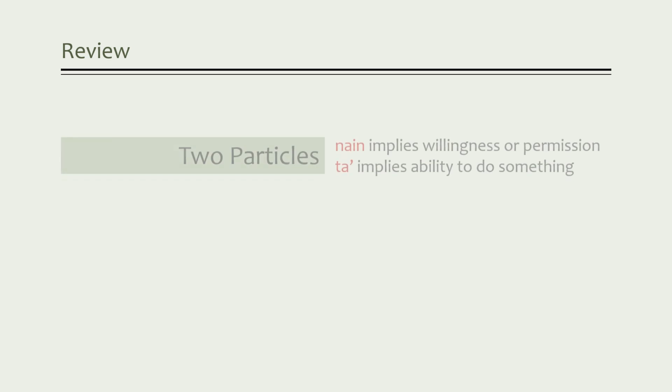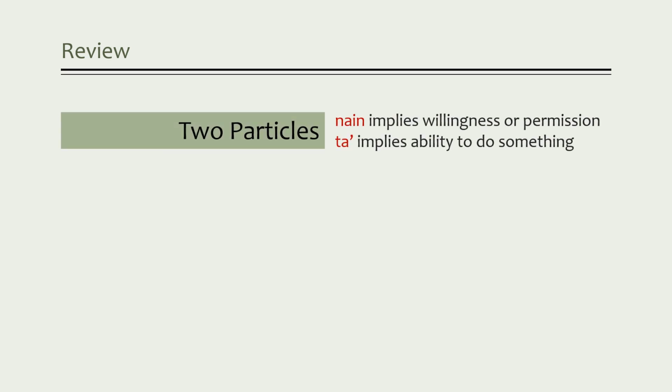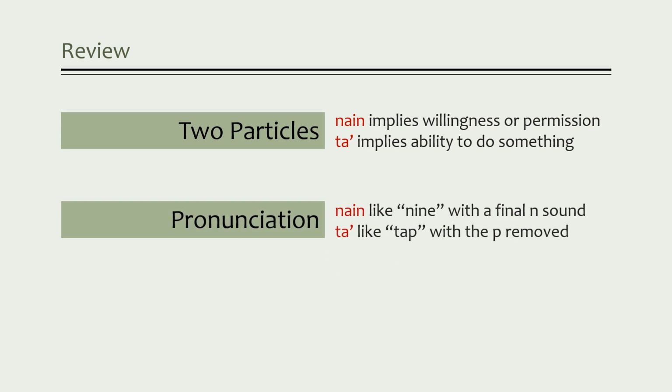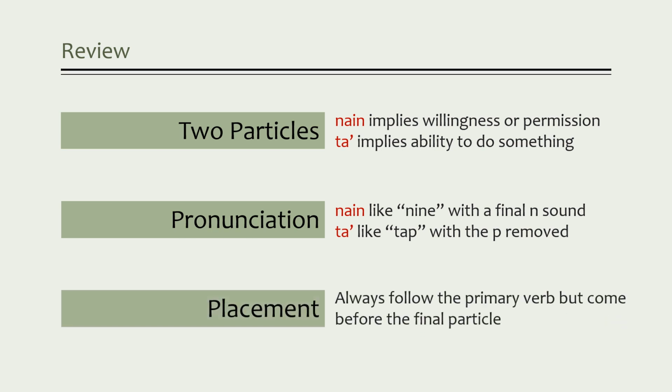So now in the way of review, the first particle for can is nain, and it implies a willingness or permission to do something. The second particle is da, and it means an ability to do something. The first particle sounds just like the number 9 with a barely discernible final N sound, nain. The second sounds like the word tap, but with the P removed and a quick stop tone ending, da. Both of these particles directly follow the primary verb, but come before the final particle. And that finishes this lesson.